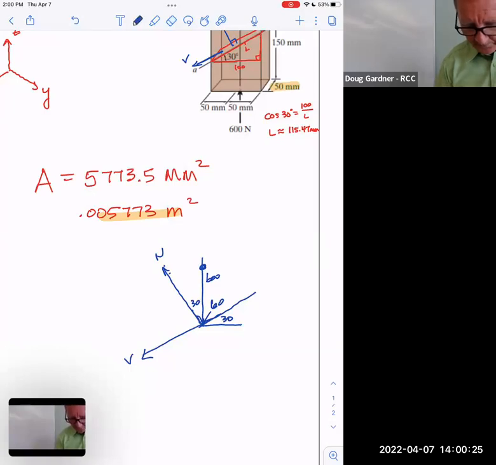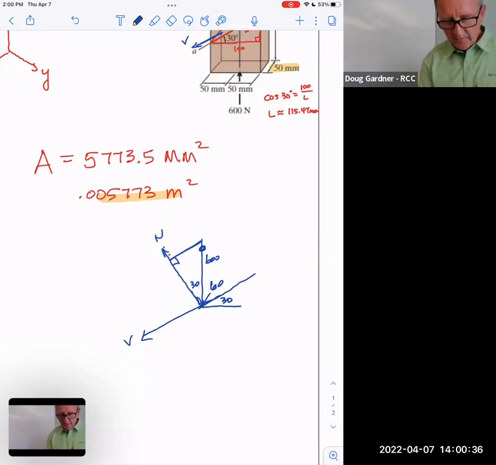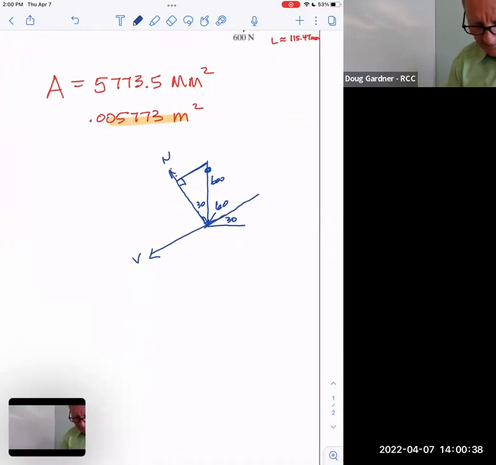So it is actually this way. Oh, so I could do the cosine of 30 times 600, and that would give me n. Does that make sense? So cosine of 30 would be adjacent over 600.